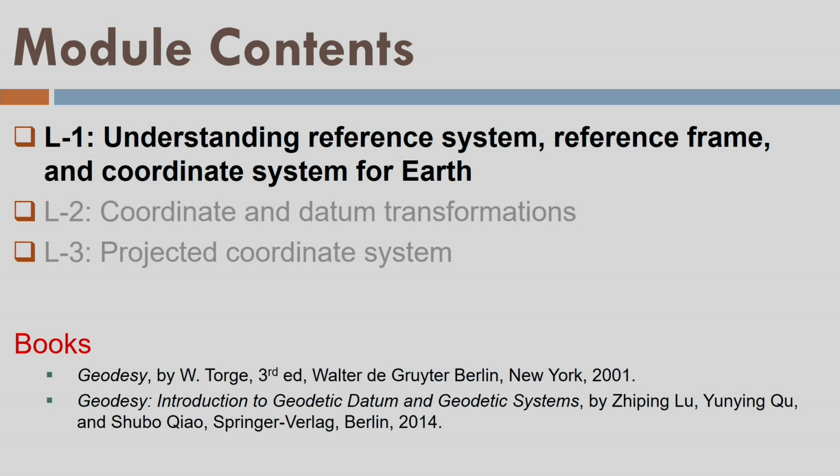Remember that we are trying to define this reference frame, reference system and coordinate system for the earth, and not for a small area of 100 meter by 100 meter, 50 meter by 50 meter and so on. This module contains 3 lectures, and we'll go one by one in a series and connect them, to see how they are connected together. So let's start with the first lecture.